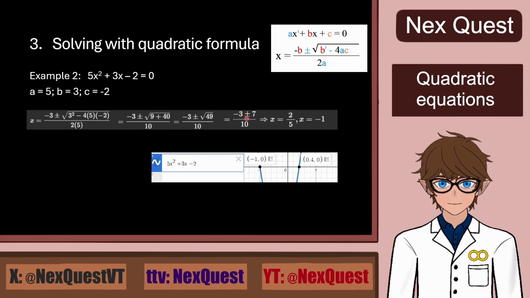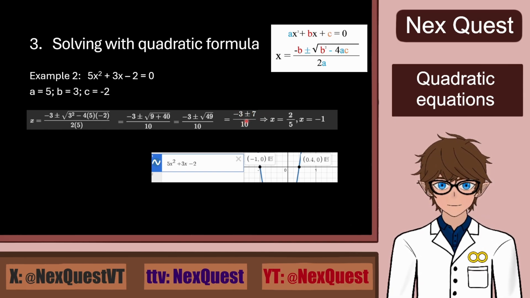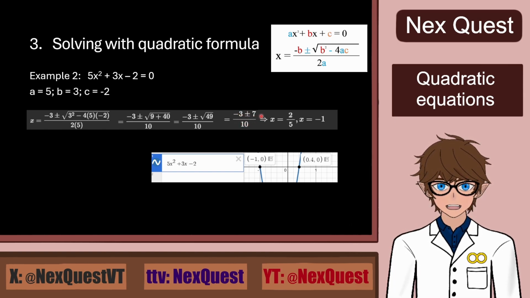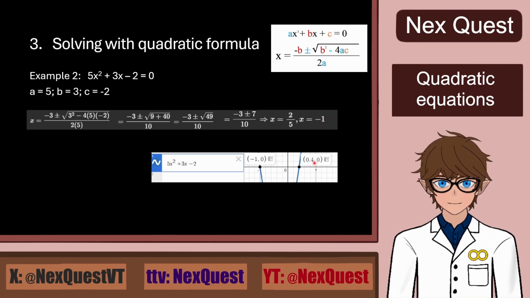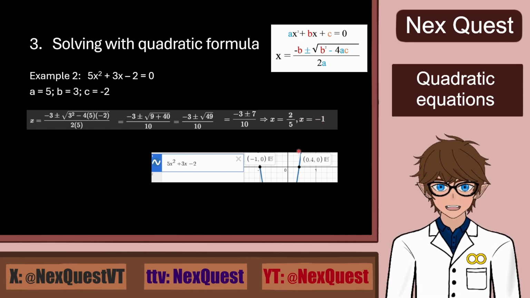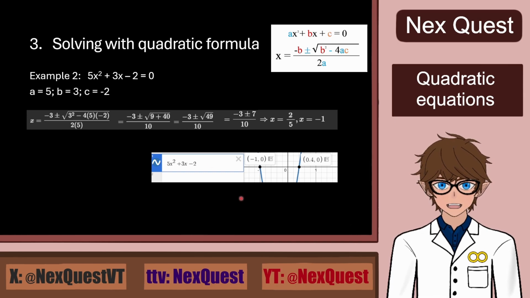And if we divide both sides by 2, so divide top and bottom by 2, we get 2 fifths. And if we take minus, we have minus 3 minus 7 is minus 10. Minus 10 divided by 10 is minus 1. So 0.4, which is 2 fifths, and minus 1 are the zeros and the answers to the solution.